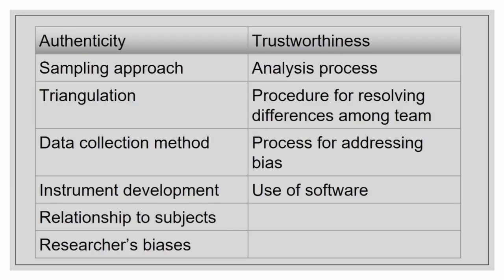All right, so we have authenticity. Authenticity is saying, again, how good is the data? So it starts with how well do we sample? That's what we said before. Are we sampling correctly? Are we capturing patients who have a broad range of opinions?